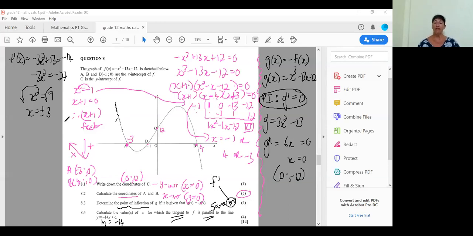This is a very good question to go through, hence I chose it, because it covers quite a lot of concepts all in one question. You have to have a good knowledge of your theory. They could have asked you other questions as well. They could have asked you for the stationary points. They could have said E is a stationary point and F is a stationary point, find the coordinates of E and F. They didn't. There are other things that they could have asked, but this is what they asked in this question.